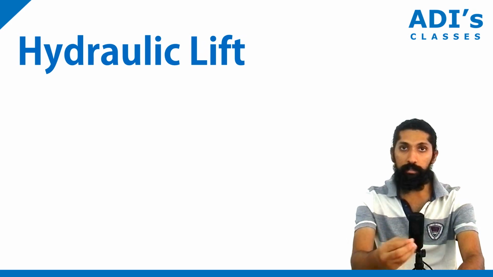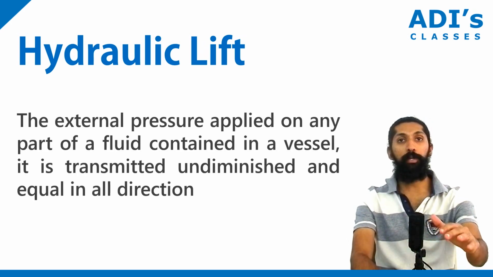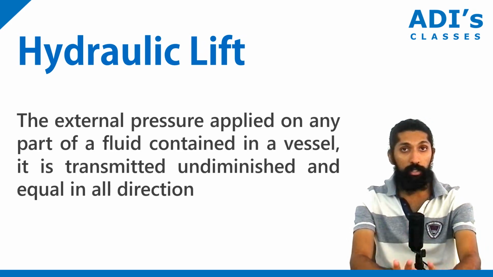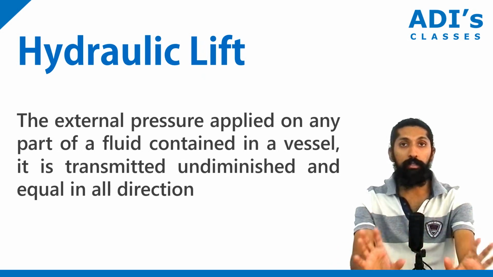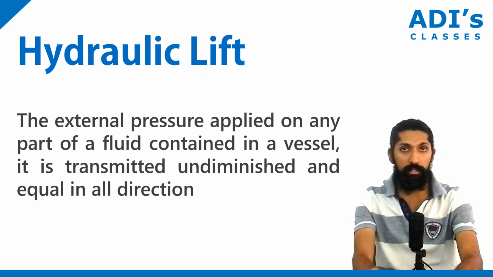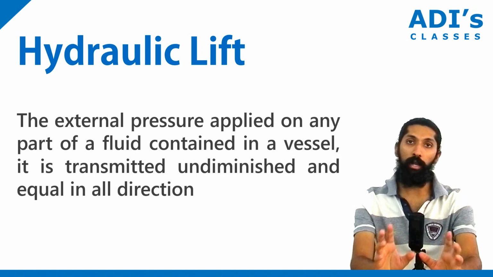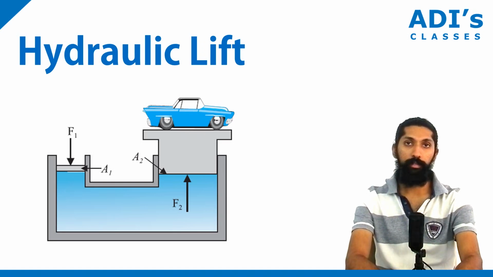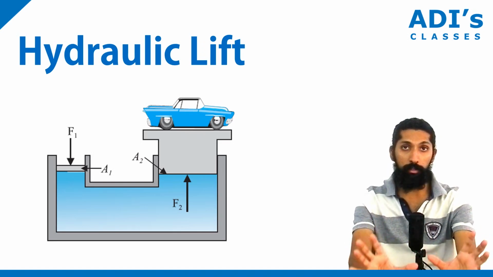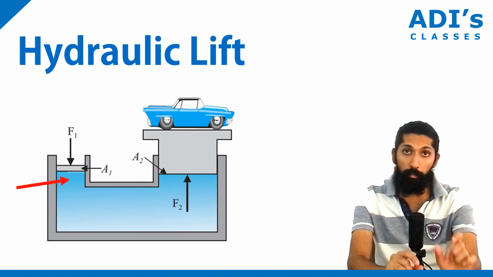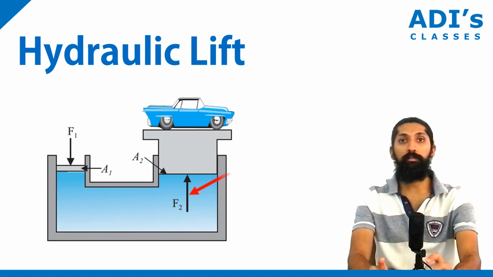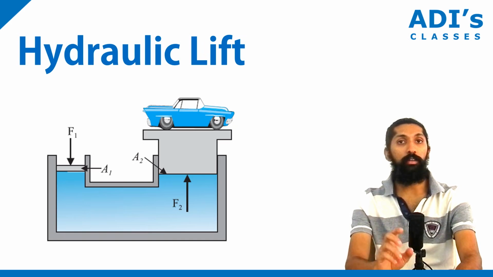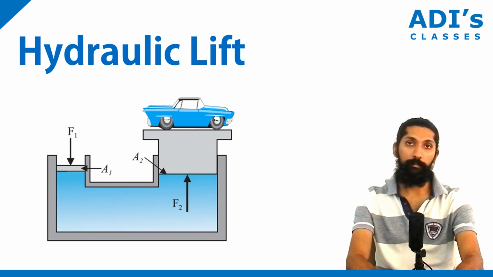Now, what does Pascal's law tell you? If you apply pressure on one part, that pressure gets distributed all over it equally, correct? This is the same principle we are using in hydraulic lifts. Now look at this figure. Here you have two columns, one small and one big. The small column has a smaller area, call it A1, and the second one, call it A2.